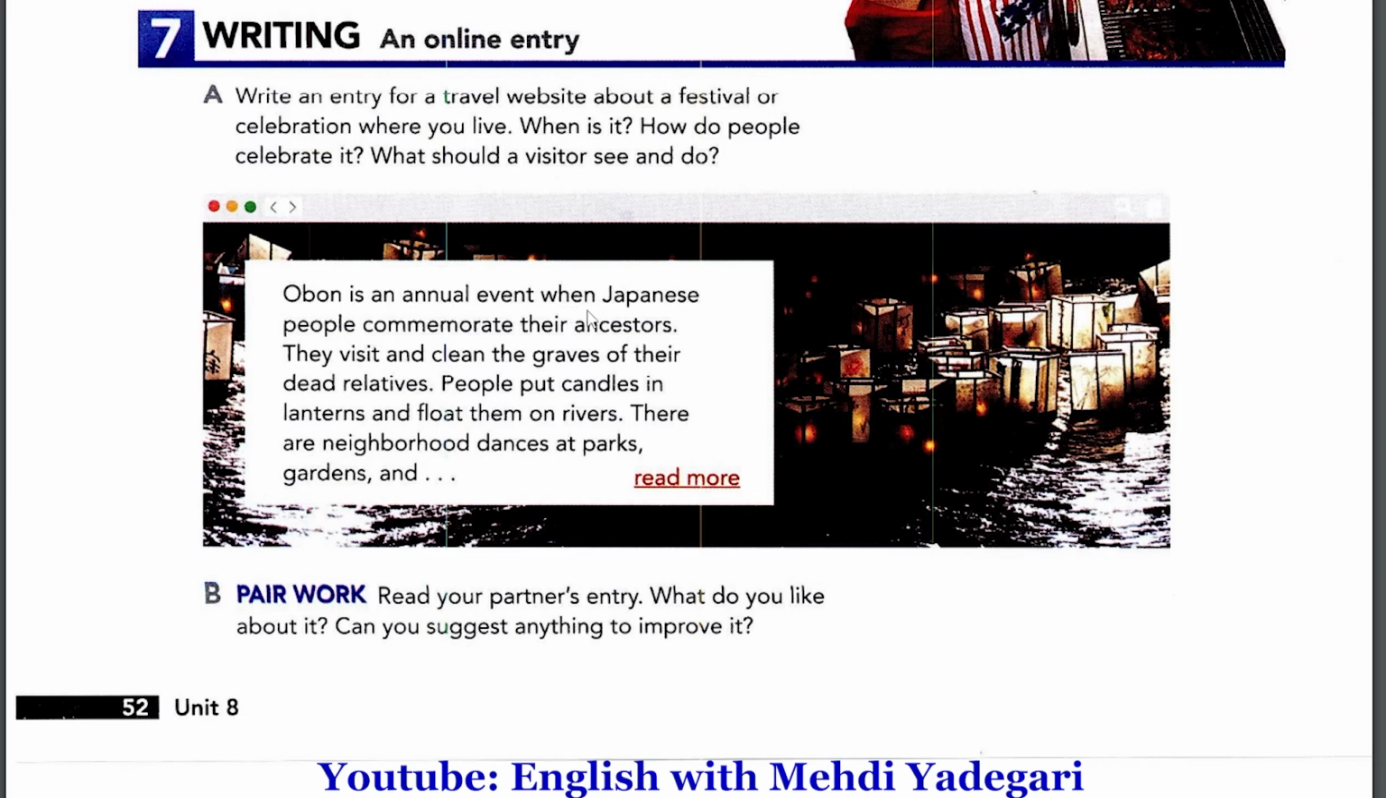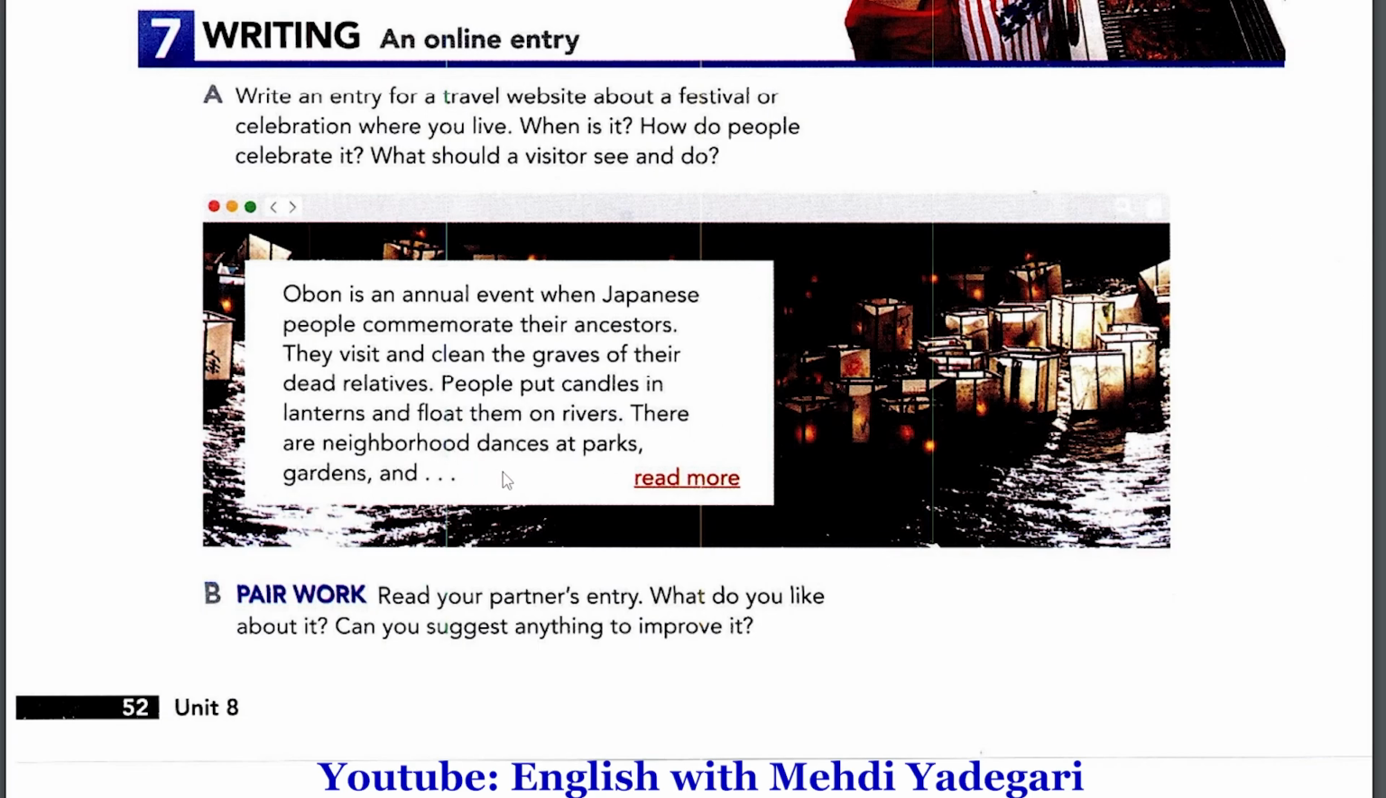Obon is an annual event when Japanese people commemorate their ancestors. اوبون یک رویداد سالانه است که مردم ژاپن توش اجدادشون رو بزرگ می‌دارن. Commemorate یعنی بزرگ داشتن، به یاد آوردن. They visit and clean the graves of their dead relatives. اونا میرن سر قبر خویشاوندان فوت شدهشون و قبرشون رو تمیز میکنن. People put candles in lanterns and float them on rivers. Lantern means فانوس. مردم توی یه سری فانوس‌های خاص شمع میذارن و اونها رو توی رودخانه ول میکنن. Float یعنی شناور شدن. Just like the picture here.